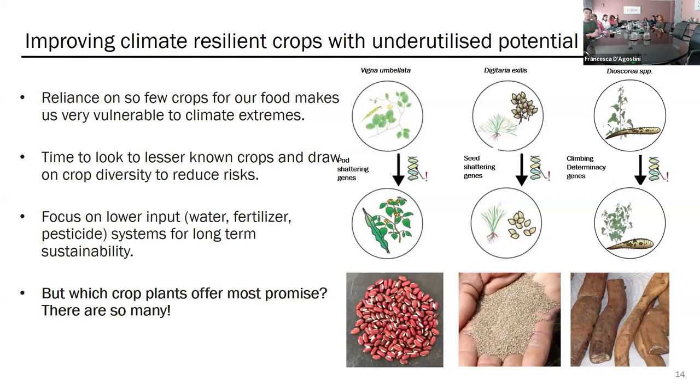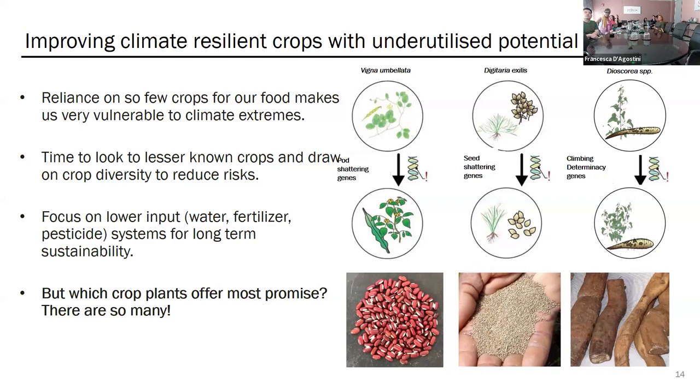And we're doing this as just an example on three species: Vigna umbellata, which is rice bean, a very tiny bean from East and Southeast Asia; Digitaria exilis, which is fonio millet, a C4 grass; and then Dioscorea from Madagascar. So what we want are species and varieties that have lower input requirements. We don't want to be putting loads of fertilizer on the field, or relying on water if there's no water forthcoming. So which crops offer advantages and which don't? This is just three, but there are so many others.